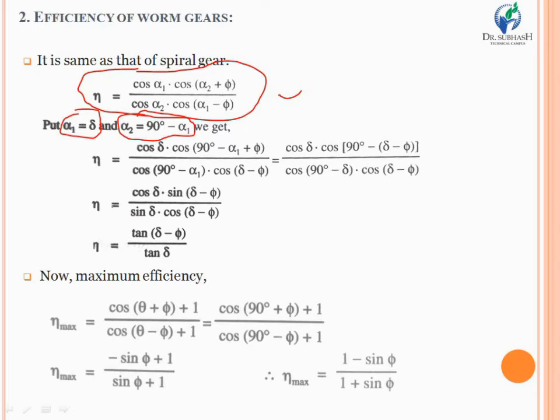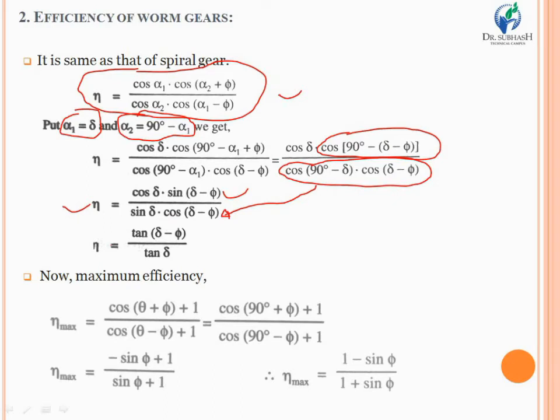Now, because we know the trigonometric relation that cos(90 minus theta) becomes sin theta, over here finally the equation will become cos delta into sin(delta plus phi). Similarly, you can replace cos(90 minus delta) into cos(delta minus phi) by the trigonometric equation, and combined it is replaced by sin delta into cos(delta minus phi).